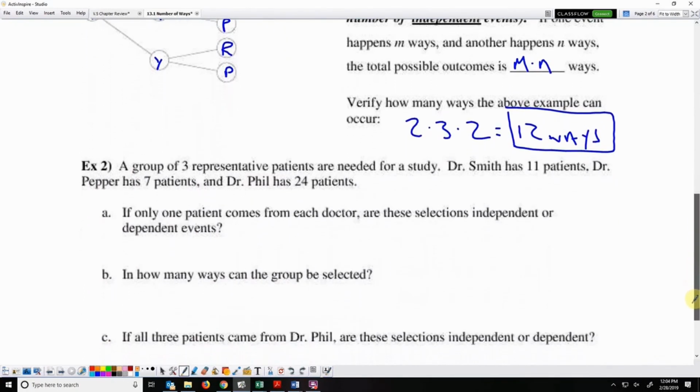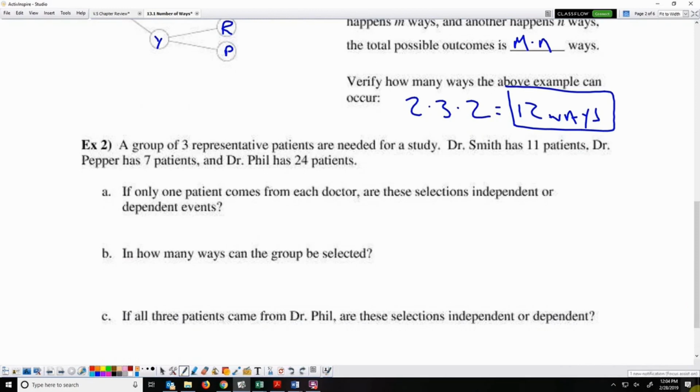A group of 3 representative patients are needed for a study. Dr. Smith has 11 patients, Dr. Pepper has 7, and Dr. Phil has 24. If we are going to choose one patient from each doctor, are the selections independent or are they dependent? The answer is they are independent.